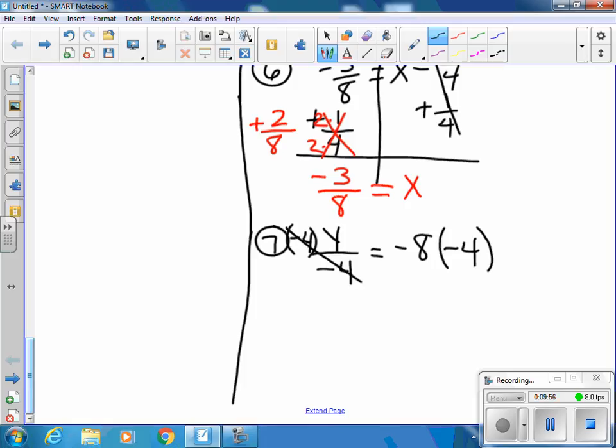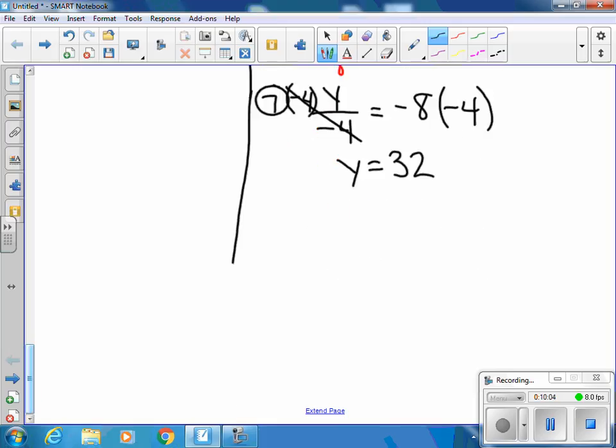So negative 4 times the negative 4 on the bottom, crosses them off, and that gives you y equals, and then negative 8 times negative 4 is positive 32. So you'll notice it doesn't take as much paper space as the other ones did. It's just because of the format that goes along with them. All right, so let's take a look at another one.